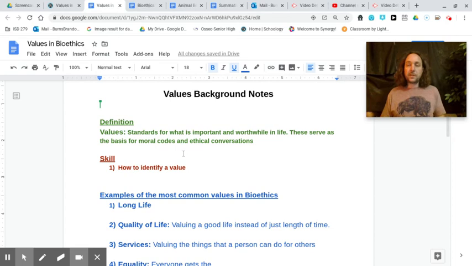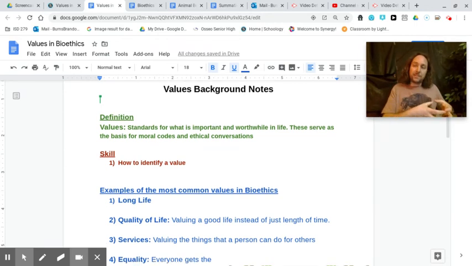First, we start off with the definition of what values are. Now, some of you have these in your notes from before break, but you don't have your notes with you. So this is your reference sheet for this. So values are standards for what's important or worthwhile in life, and they are the basis of what we decide ethically or morally, what we believe is right and what we think we should do. And the values underlie that. So depending upon what you value, you might believe different things are right or wrong.